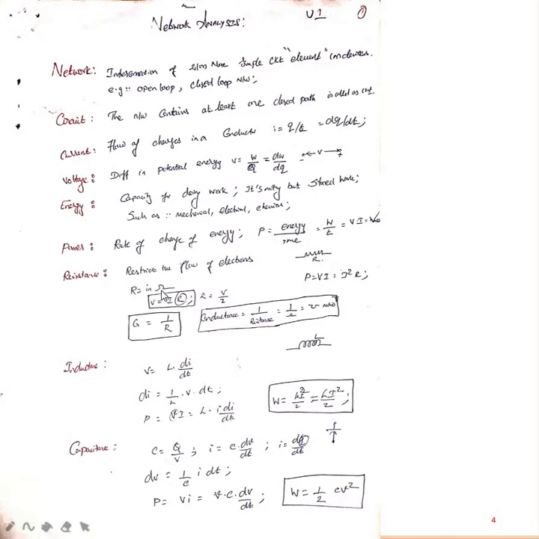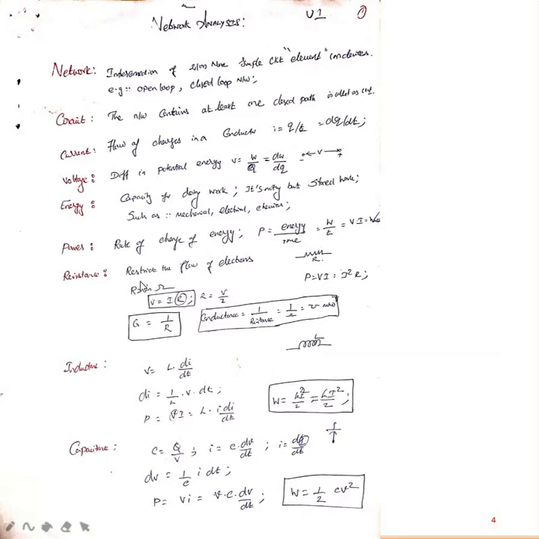What is the inverse of resistance? That is called conductance. So 1 by resistance is equal to mho. The denoting letter for conductance is G. What is the power equation? The general power equation is P is equal to VI.